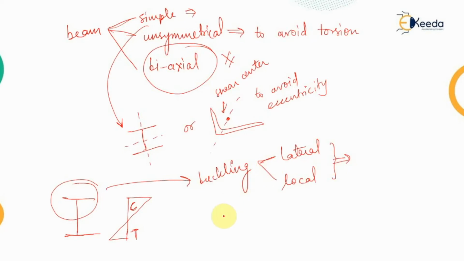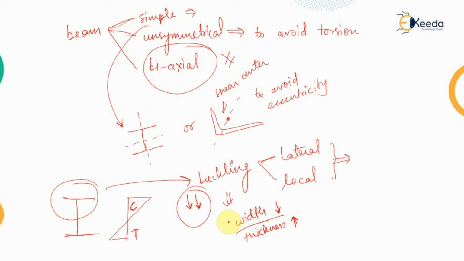This buckling depends upon the width to thickness ratio. That means if we increase the thickness, that means we are compacting the section, so this buckling will decrease. Or if we are decreasing the width of the section, then also we can reduce the buckling. So these are the two possibilities with the help of which we can control the buckling phenomenon.